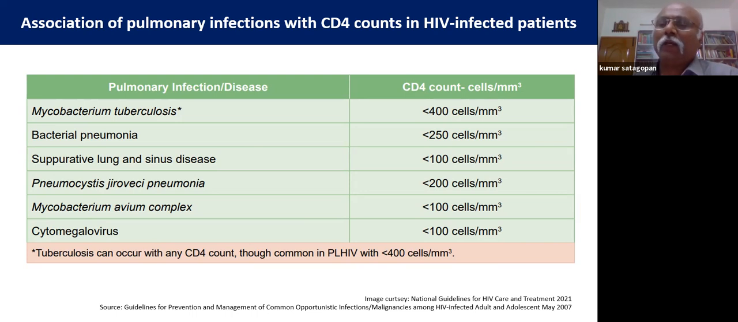But with the advent of early ART intervention, we are not seeing much of PCP cases nowadays. Then the MAC. MAC is an atypical mycobacteria, Mycobacterium avium complex, which comes when the CD4 is less than 100 or even less than 50. And viral pneumonia, usually CMV, comes with CD4 less than 50 or 100, where you will have a cytomegalovirus lung infection. You can have CMV retinitis, you can have other disseminated cytomegalovirus infections. And other viral pneumonias can occur at any CD4 count.